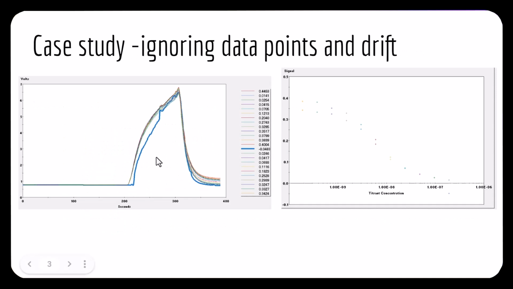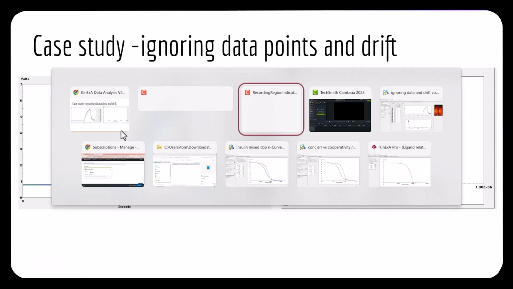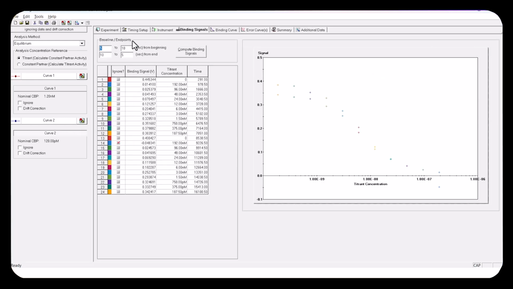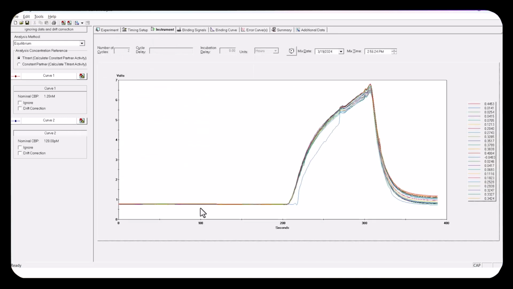So my first case study has to do with ignoring data points and drift. I'm going to Alt-tab out to the KinExA Pro here, where I have this example live on my screen. So this is an N-curve analysis, and I've highlighted curve 2 here. And if we look at the binding signals tab, the instrument tab, then this is the trace in question. It's kind of delayed onset. It's got some kind of little funny bump in it, and then it looks kind of misshapen here.